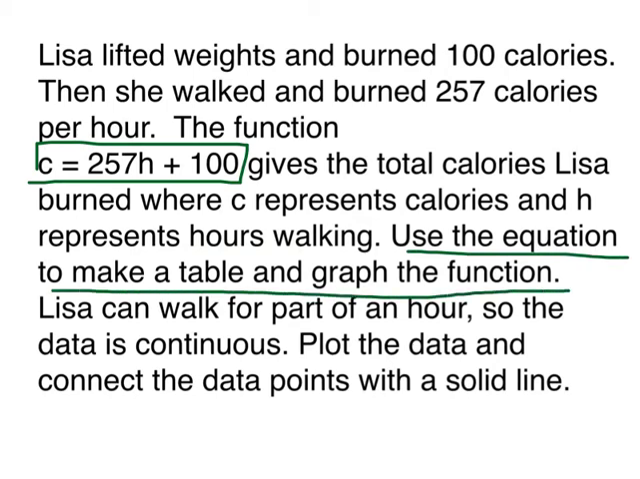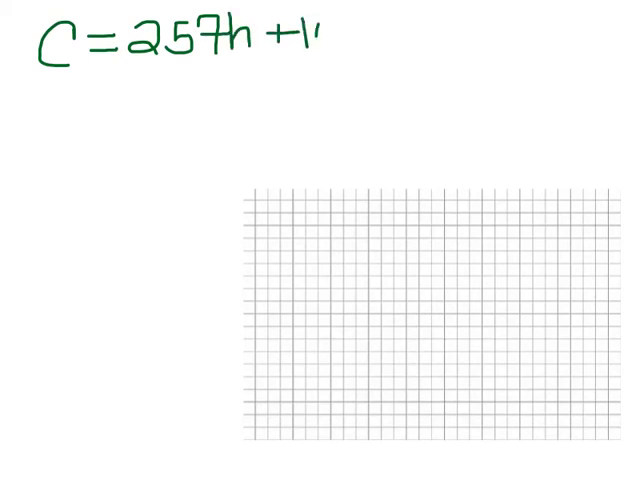to make a function. It says Lisa can walk for part of an hour, so the data is going to be continuous. Plot the data and connect the data points with a solid line. So because this is a continuous graph, we are going to use a solid line. Now I'm going to move on to graph it because I don't have room on here. And my equation was C equals 257H plus 100.